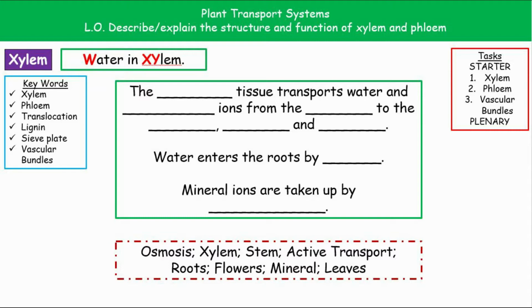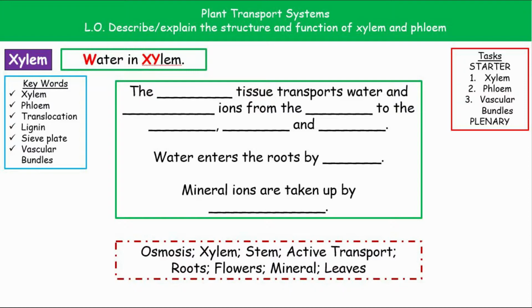Now, what we then need to do is understand that our mineral ions are taken up by a different process, which again we met earlier on in this unit, which is active transport. Because the mineral ions are actually in a lower concentration in the soil than they are inside the plant cells. So that means it's going from low concentration to high concentration. It's got to be an active process, so that means it needs ATP, and therefore it is active transport.